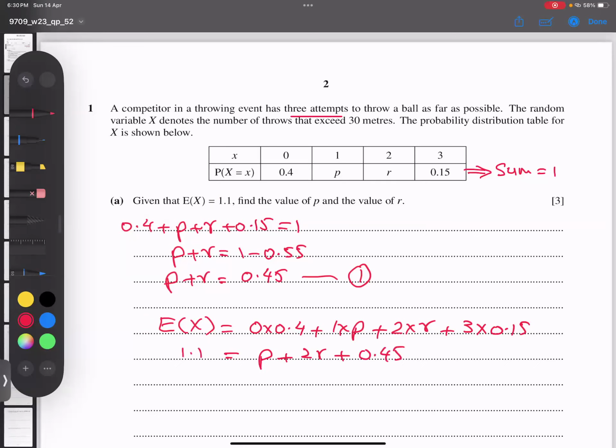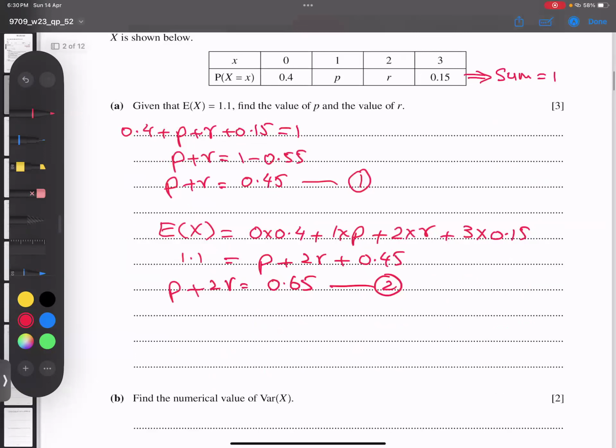So if I bring it to the other side, P plus 2R equals 1.1 minus 0.45, which gives me 0.65. Equation number 2 is ready. Now I'll solve them simultaneously. So this equation, I'm copying and pasting below it.